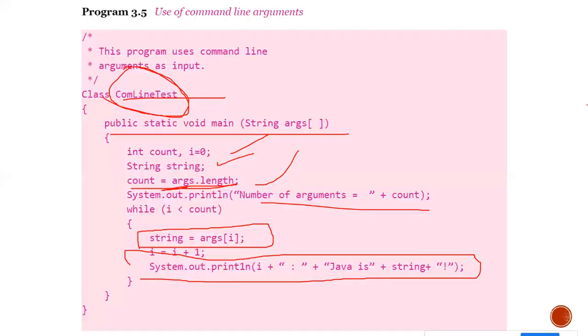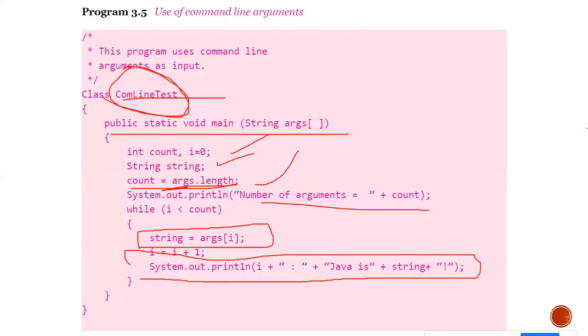Then next, look into the output here, you will be clear. Java is simple, Java is object oriented, Java is distributed. All the 8 arguments that were passed have been displayed. So this is how the output of the Java program gets executed.